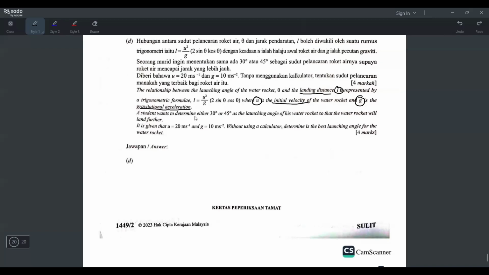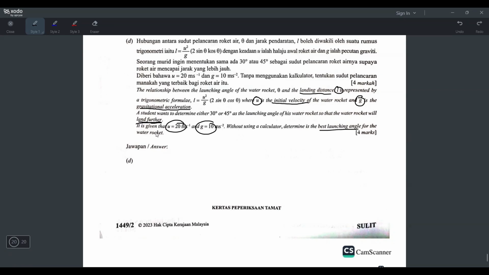So a student wants to determine either 30° or 40° as the launching angle of his water rocket, so that the water rocket will land further. So yeah lah, obviously lah, because you join competition, you want the rocket to land further lah. Takkan you want to land nearer, right? You want it to be further. So it is given that u is 20, g is 10, okay? Without using calculator, determine which one is the best launching angle for the water rocket.